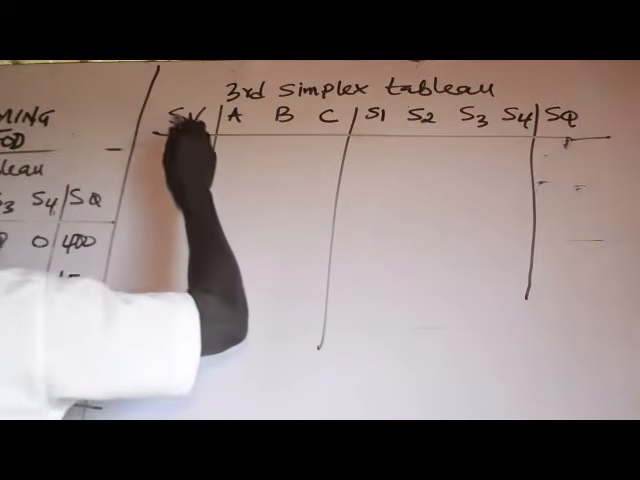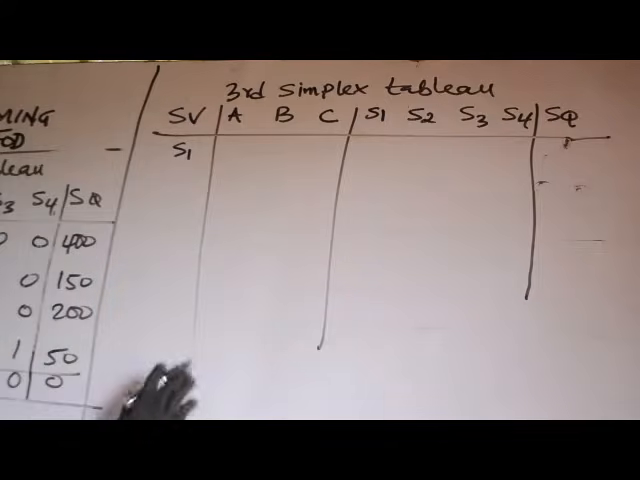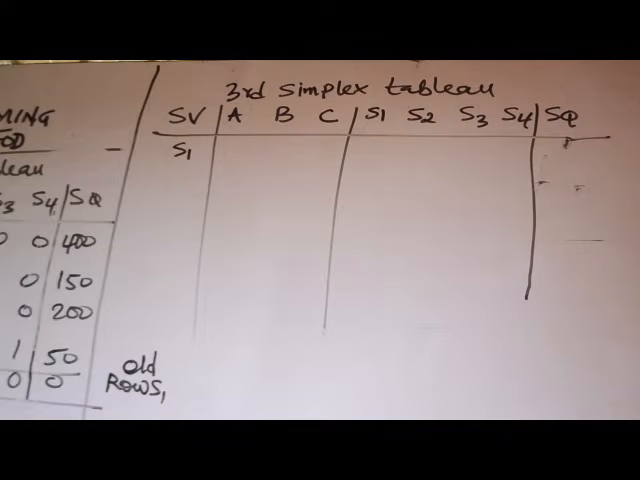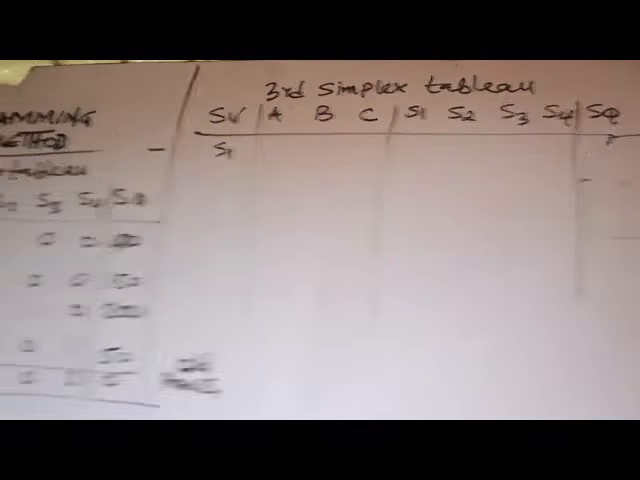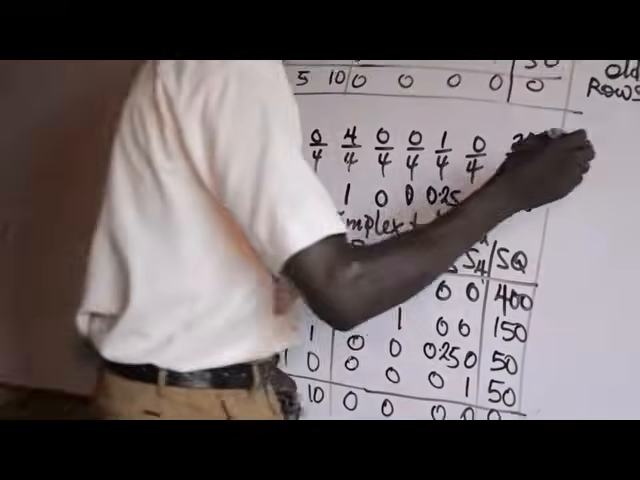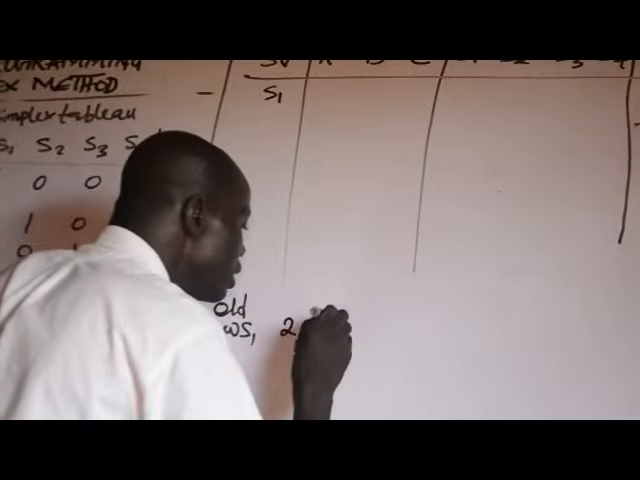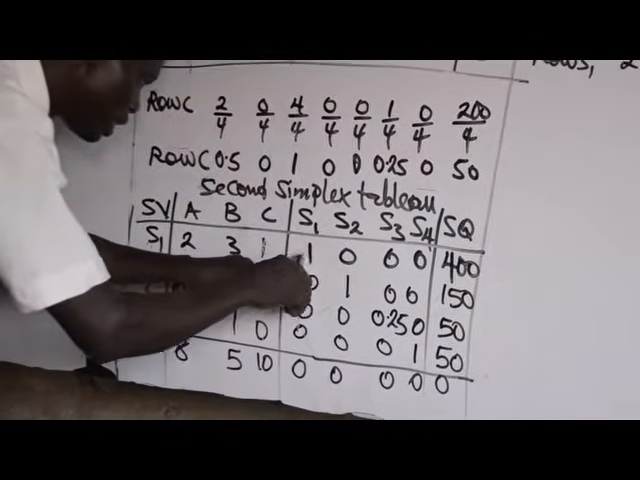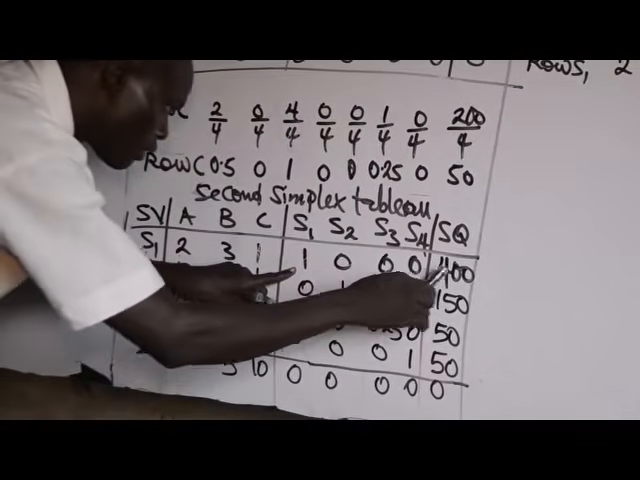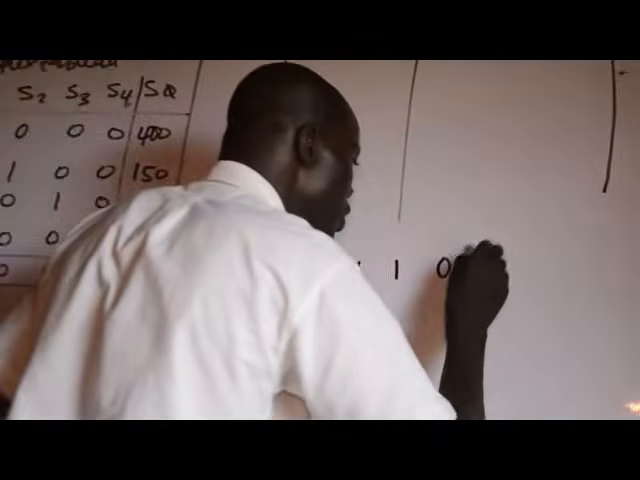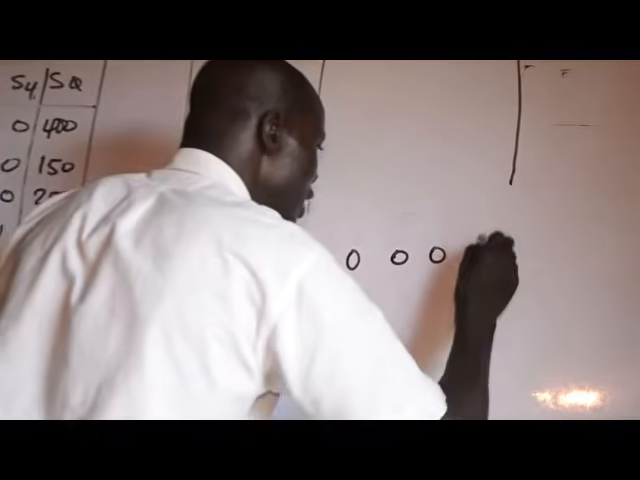Now, the first row is row S1. Our old row S1, we have 2, 3, 1, 2, 3, 1. Our pivot, slack variables, 1, 0, 0, 0, 400.